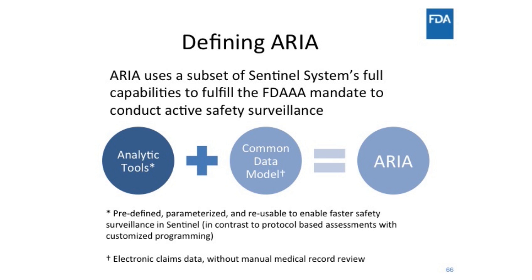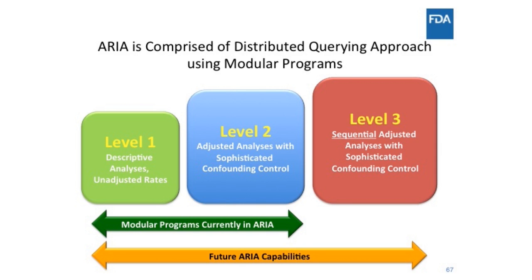Rich already went into some detail about these, and I'm just going to talk about them at a high level again. A level 1 query gives us the descriptive analysis and unadjusted rates. A level 2 query allows us to do sophisticated adjusted analyses. And a level 3 query, in principle, allows us to do sequential adjusted analyses. Right now, the level 1 and level 2 programs are in what we consider to be production mode in ARIA. Level 3, or the sequential analysis, would be something that we would look for in the future.